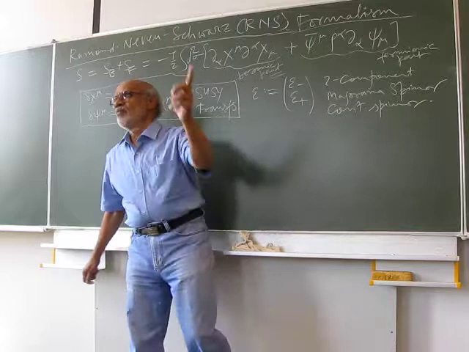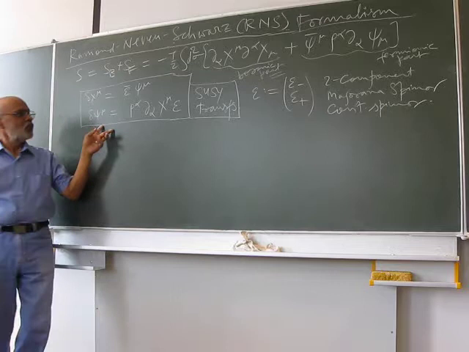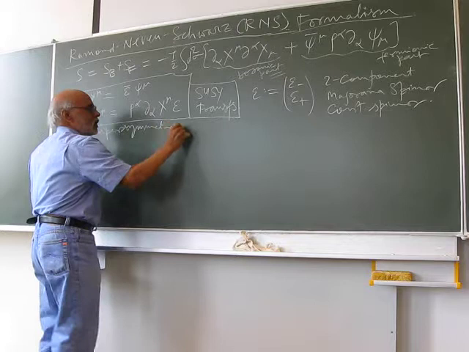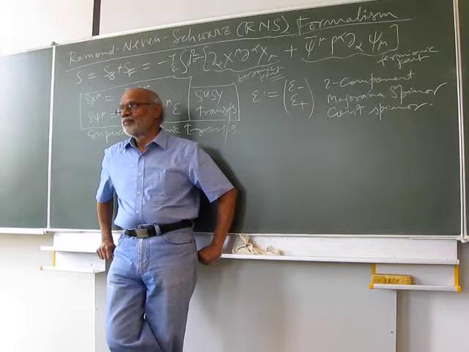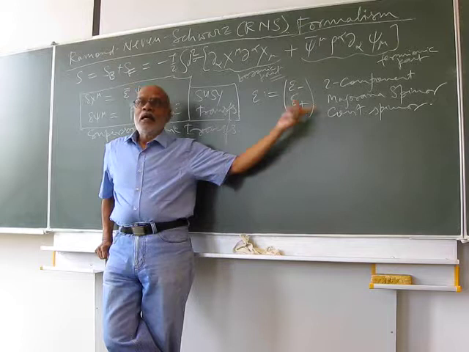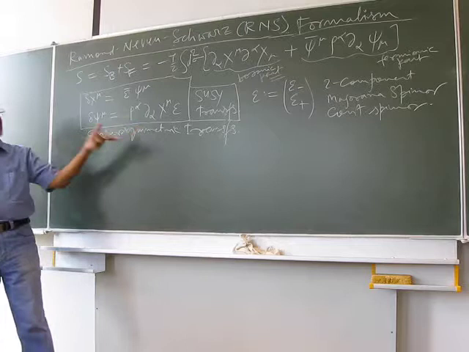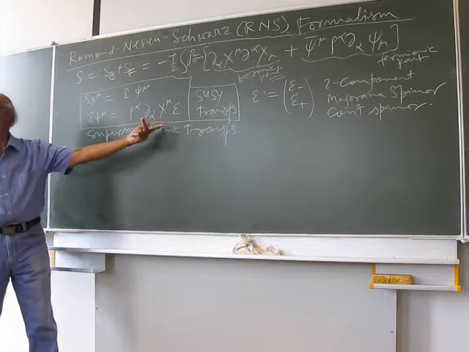Okay? So what happens? These are actually the gauge transformations of the theory, the supersymmetric transformations. Epsilon is constant. Epsilon is our gauge parameter. This is fermionic in nature. Now, these transformations, as you will read, take the bosonic fields into the fermionic fields, and the fermionic fields into the bosonic fields. Okay?